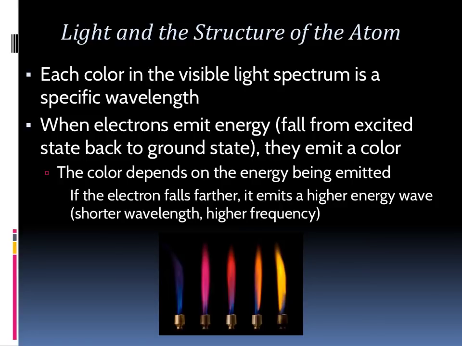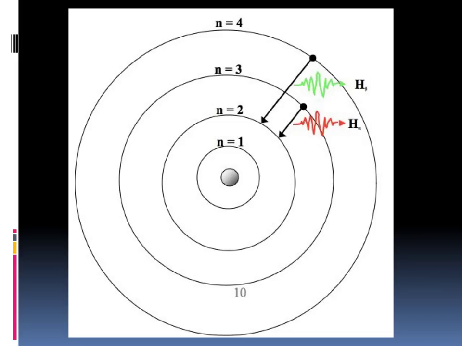When electrons are going to emit energy, they emit a color, and the color depends on how much energy is emitted. If it's falling from a really high energy level down to a low, it gives off a high energy wave, shorter wavelength with a high frequency, probably the purples and blues. If it's doing a very small fall, it's going to give off reds and oranges. So here's a great example to show that.